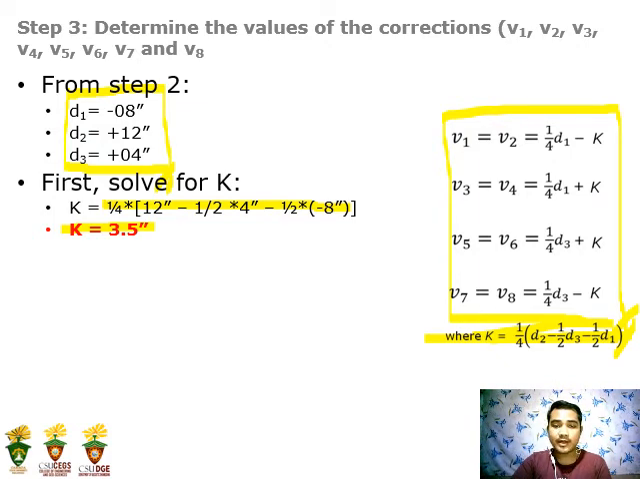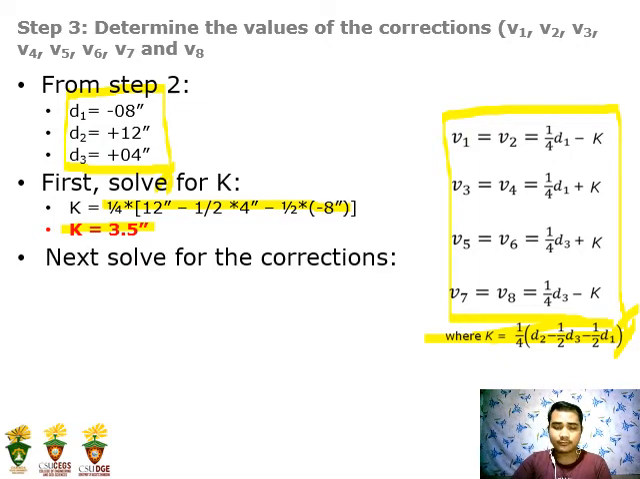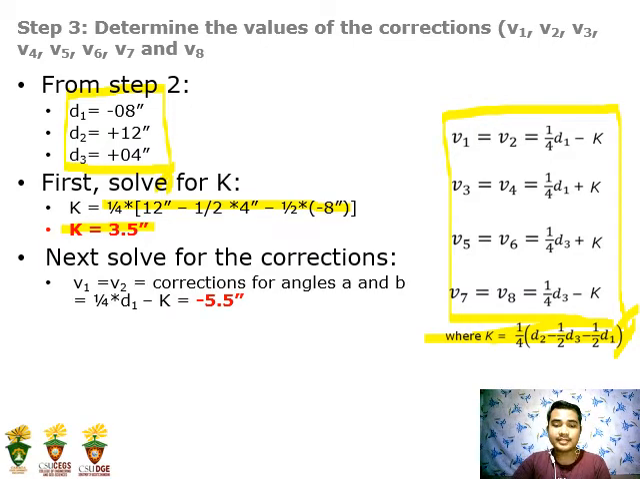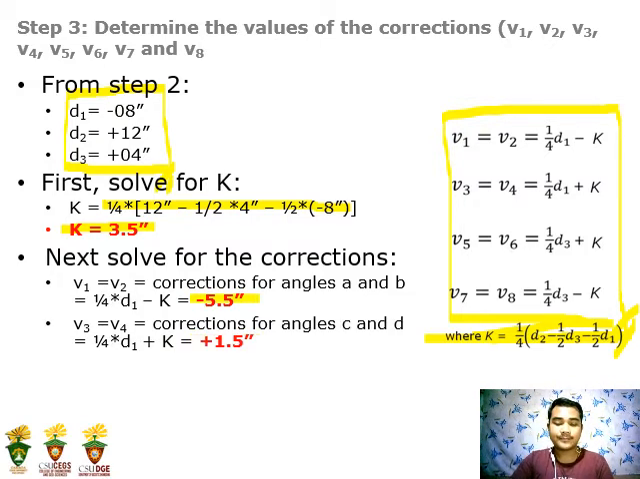To solve for V1 until V8, we're going to use the formula on the right side. First is V1, which is equal to V2, 1/4 times D1 minus k. Substituting the given values and the calculated one, we get V1 equals V2, which is equal to negative 5.5 seconds. Next is V3, which is also equal to V4.